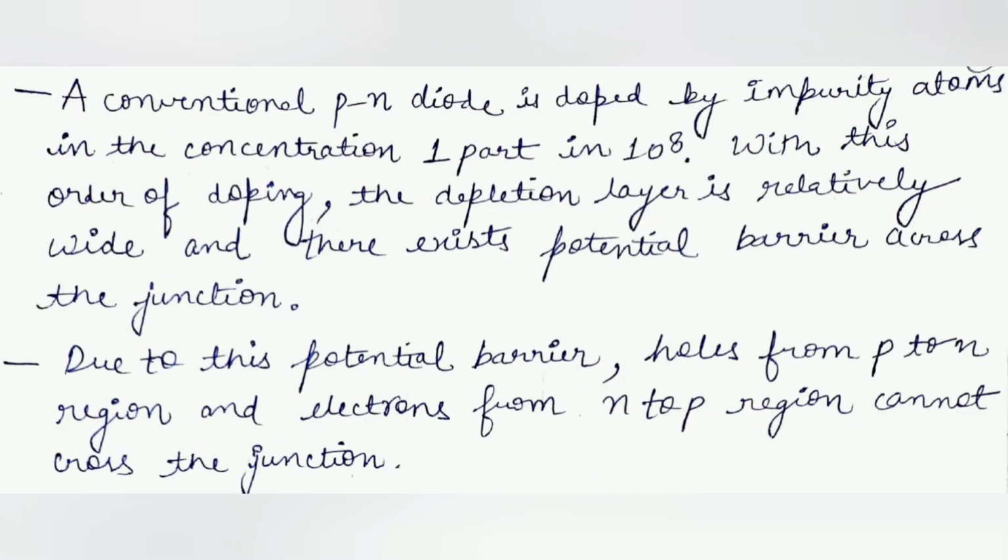A conventional PN diode is doped with impurity atoms in the concentration of 1 part in 10 to the power 8, and with this order of doping, the depletion layer is wide and there exists a potential barrier. But in the Esaki diode or tunnel diode, the barrier reduces, there is a very thin depletion width, and due to this the electrons will tunnel. This is also known as the quantum mechanical tunneling behavior.